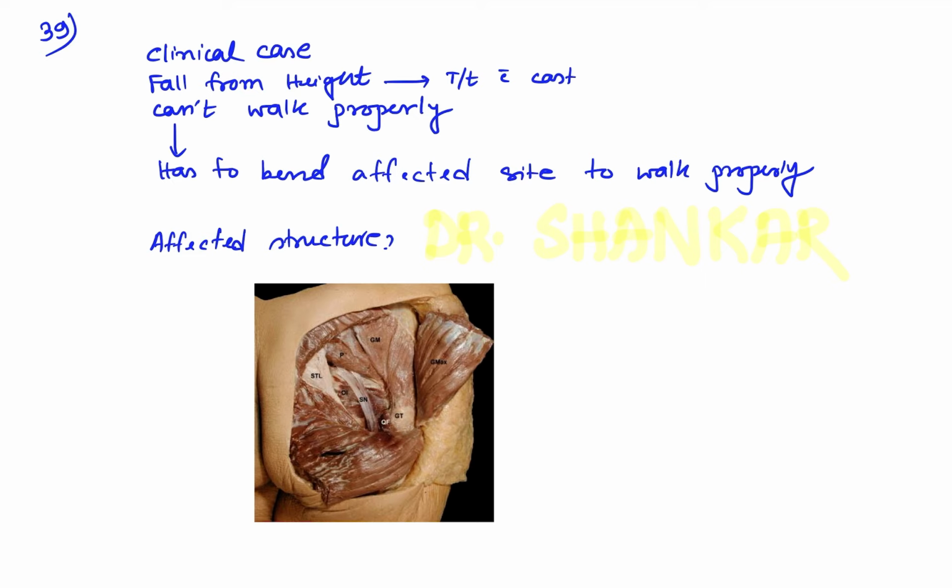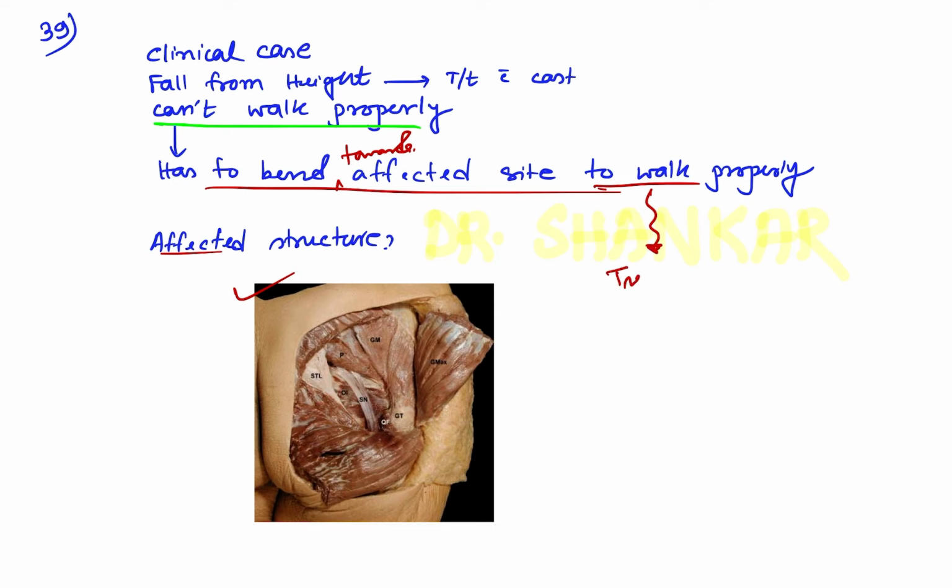Question number 39 was also a clinical scenario based long question. So, fall from height, treatment with cast, the patient then cannot walk properly, he has to bend towards the affected side to walk properly. So what is the affected structure? Actually one cadaveric image was given and the structures were marked A, B, C, D, and the question asked what is the structure that is damaged or affected. In this case, this is nothing but a clinical scenario of Trendelenburg sign.